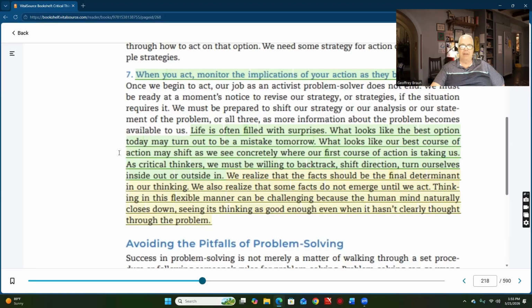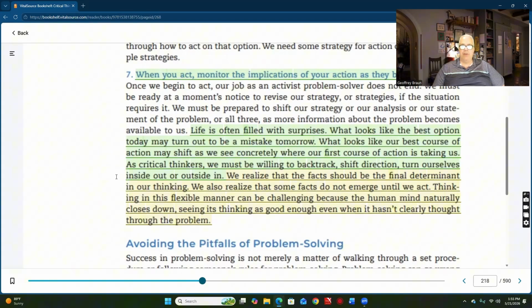What does that mean? What does concrete mean? Where our first course of action is taking us. As critical thinkers, we must be willing to backtrack, shift direction, turn ourselves inside out or outside in. That's why when I teach essay writing, you're working from various drafts. First draft, second draft, third draft, fourth draft, fifth draft, and then editing, and then you have a peer review. You have one person look at it, maybe two people, three people, depending on the complexity, the need, or the importance, right?